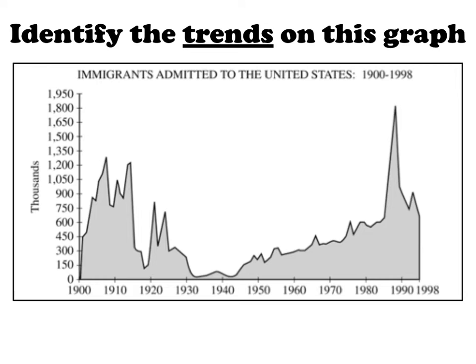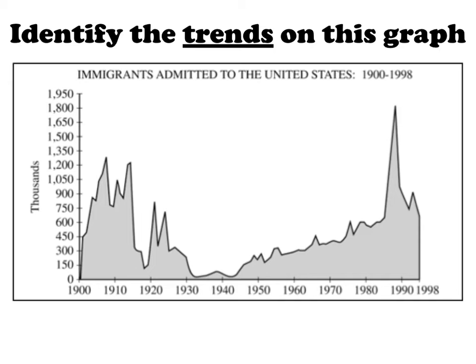We can see, for one, this graph only covers the years 1900 to 1998, so it's not the entire history of immigration in the United States, nor is it the entire history of immigration in the world. It's limited to the United States. So whenever we see a graph or chart of some kind, it's very important that we read it carefully, see exactly what it is identifying, and then look for trends.